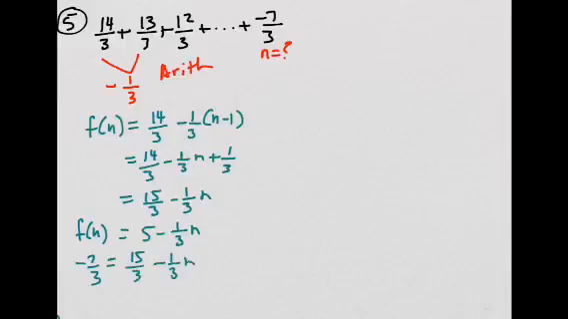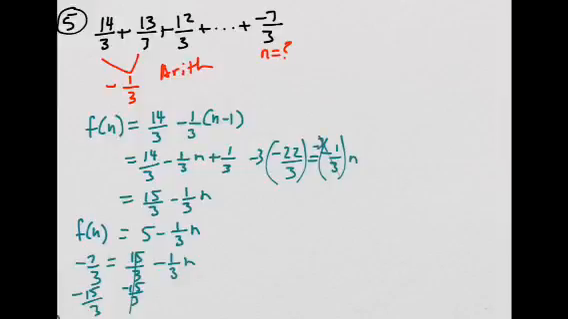So now I'm going to replace f of n with negative 7/3, and I should probably just keep it as 15/3, that way it's easy to add by thirds. So I'm going to do negative 15/3 to both sides. Okay, so then I get negative 22/3 equals negative 1/3 n. So I'm going to multiply both sides by negative 3. So right here this cancels, and here this cancels, and the negative times the negative is positive, so n is 22. So right here is a 22.